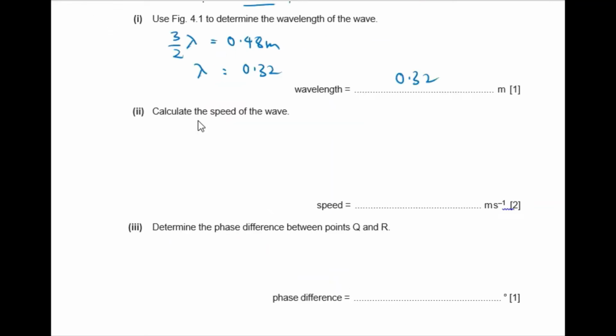To calculate the speed of the wave, speed equals frequency times wavelength. Frequency is 1 over the time taken. Time taken is given as 0.020 second and wavelength 0.32 meter. So we have speed 16 meter per second.